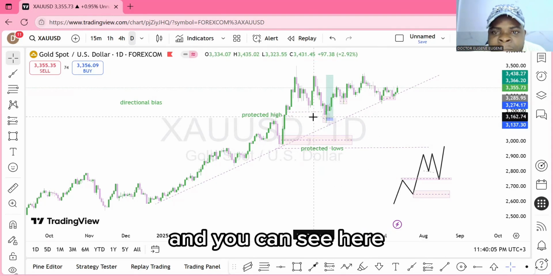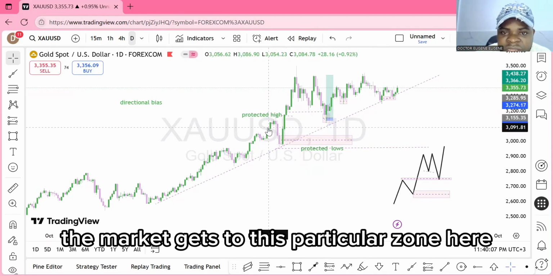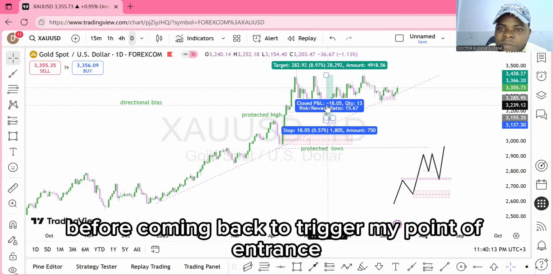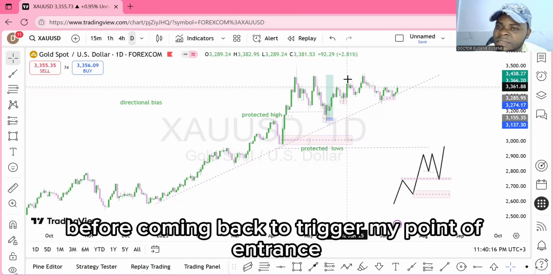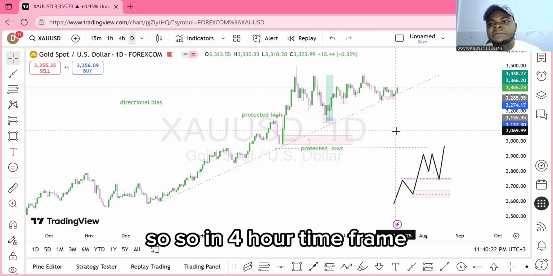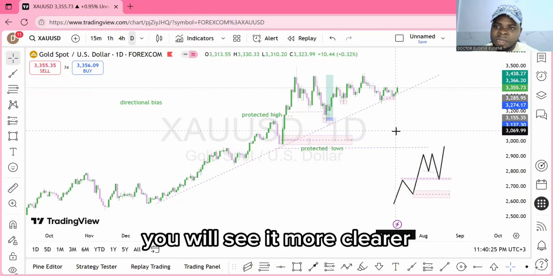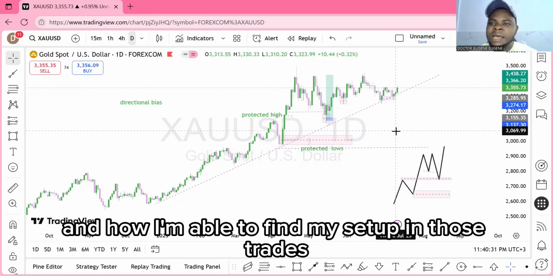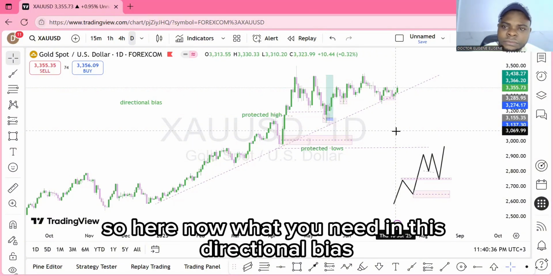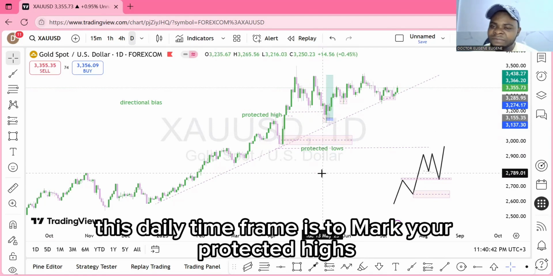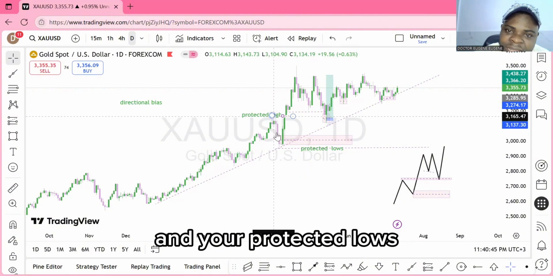You can see here, the market gets to this particular zone, shows a form of reversal before coming back to trigger my point of interest and then moves to my TP. I placed the same trade here and this one here. In the 4-hour time frame, you will see it more clearly and understand what makes me place those trades and how I'm able to find my setup in those trades. So here now, what you need in this directional bias in this daily time frame is to mark your protected highs and your protected lows.